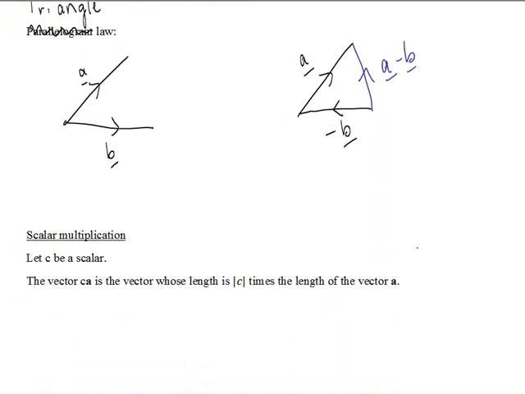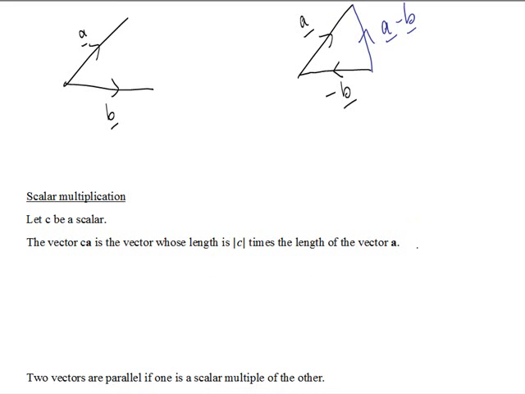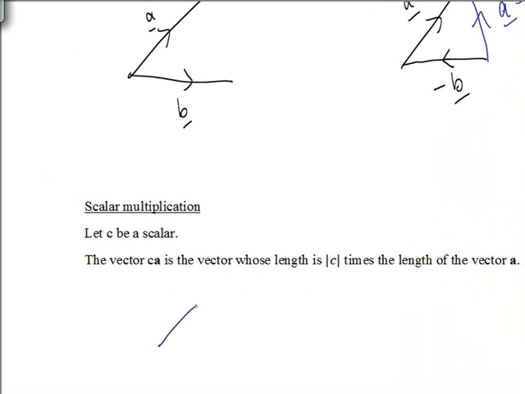Other properties. Scalar multiplication. Let C be a scalar. In vector calculus, when we speak about constants, we call them scalars. So C is really a constant, okay? So let C be a scalar. The vector CA, that is when you multiply the vector A by the constant, has length absolute value of C, just in case C is negative, times the length of the vector A. So for example, if this is the vector A, then 2A is in the same direction but is double the length of the line.